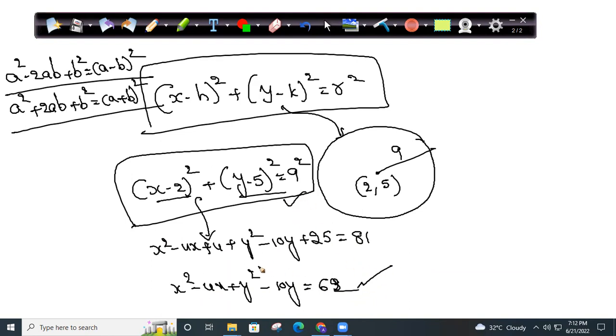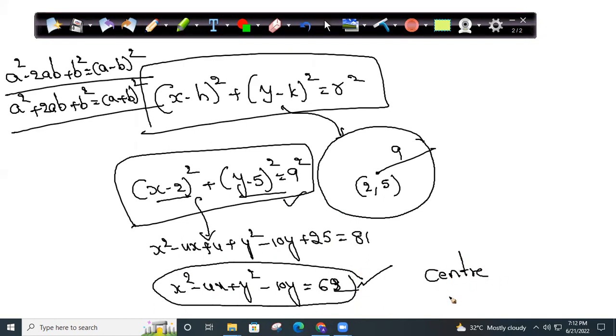There is a logic why I'm explaining this. You need to understand, because in the exam they'll give this and they'll ask you to find what is the center of the circle, or they'll ask you to find what is the radius, or what is the circumference, what is the area of the circle. So they can ask any question. They generally give this in the exam.